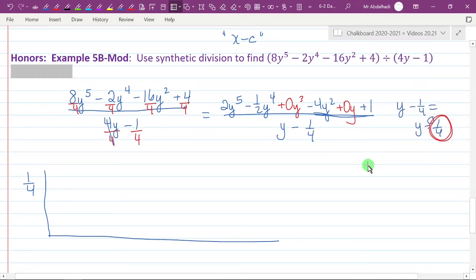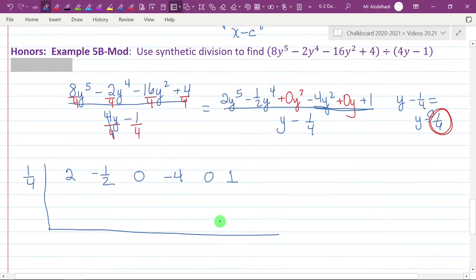Now, here we go. So what are our new coefficients here? 2, that's your fifth power. Negative 1/2. 0. Negative 4. Another 0. Positive 1. And play the game the way you normally play it.